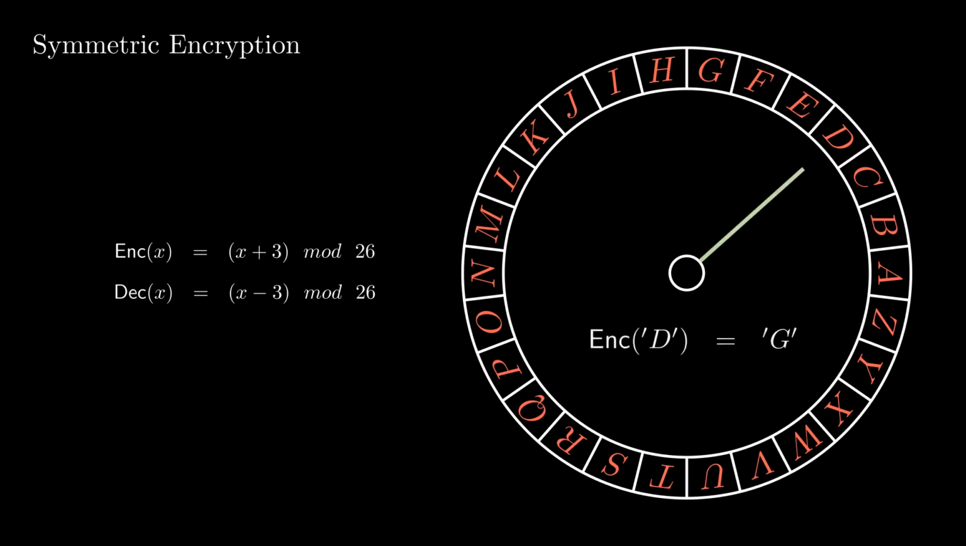The Caesar cipher belongs to a larger family of ciphers known as symmetric encryption. Remember how we decrypted by rotating 3 steps backward, the exact same number of steps used for encryption, just in the opposite direction. That perfect balance is what gives it the name symmetric.